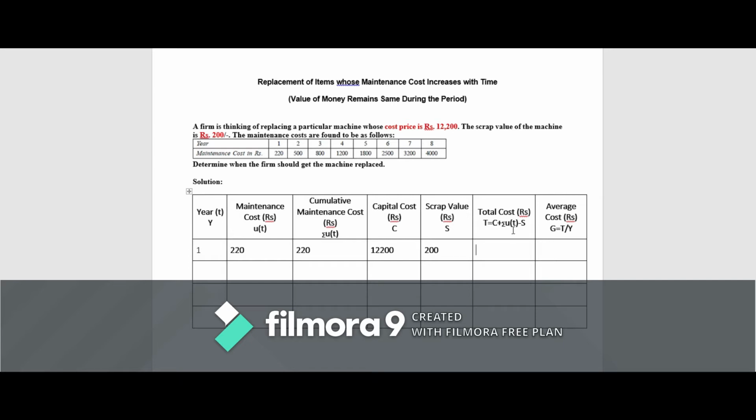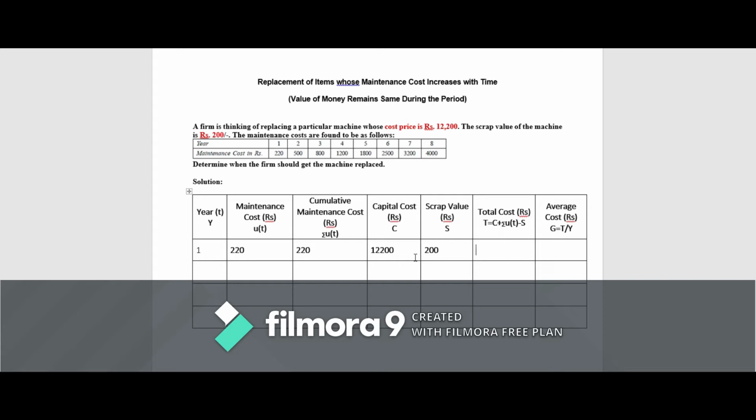From this value we subtract the scrap cost, because the capital and the maintenance cost are invested on the machine and the scrap value is realized from the machine. So if you want to find out the total cost or net cost, we have to add the investment amount, and from the investment amount we have to subtract the return amount or revenue. So T equals C plus summation of U_t minus S. C is the capital cost, summation of U_t is the cumulative maintenance cost, and S is the scrap value.